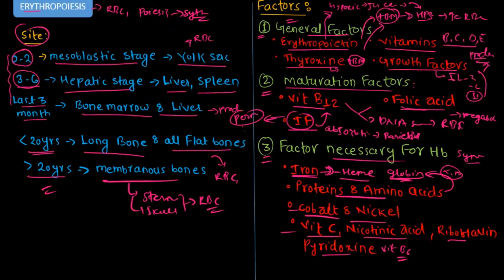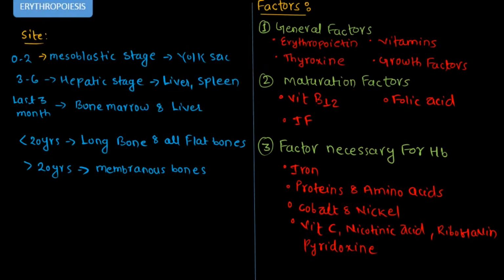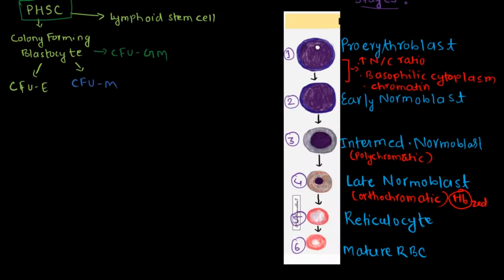Now let us see the different stages of erythropoiesis, how erythropoiesis occurs. Talking about the stages, first of all we have the primary hematopoietic stem cells, which are uncommitted. Then they develop into the committed primary, that is pluripotent, hematopoietic stem cells. Pluripotent means it can develop into multiple cell lineages in our body.